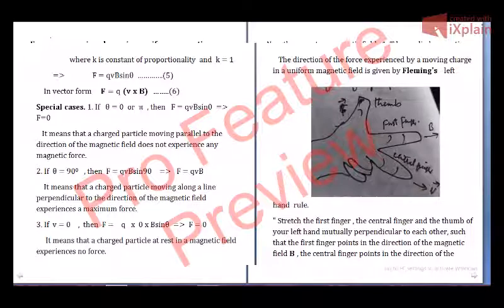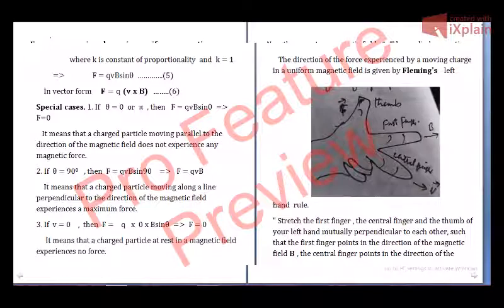What we do, we stretch the first finger, the central finger of our hand. You can see the longest finger. The longest finger is the central finger of our hand. Remember that. The finger close to the thumb is the first finger.